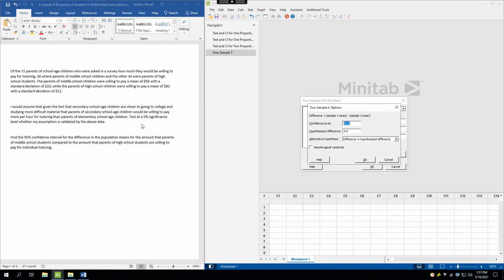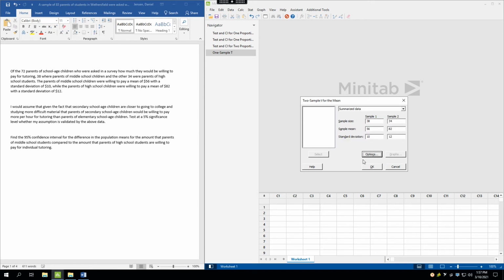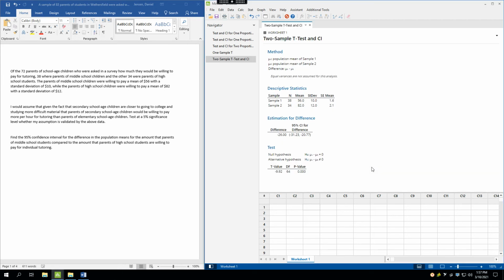Okay. And so my null hypothesis is that the difference is 0. And that's my default here. I'm going to leave that at 0. So my alternate hypothesis is going to be that there is a difference. The difference is not 0. Okay. Now assume equal variances here. This is the pooled versus not pooled question. I'm not going to assume that it's reasonable to conclude that the standard deviations for both groups are the same. So I'm going to leave that unclicked. I'm not going to assume equal standard deviations for the two populations. So now I simply click OK and OK.